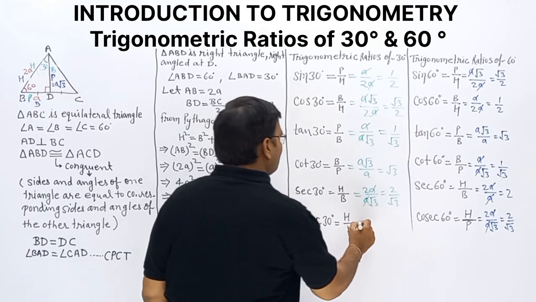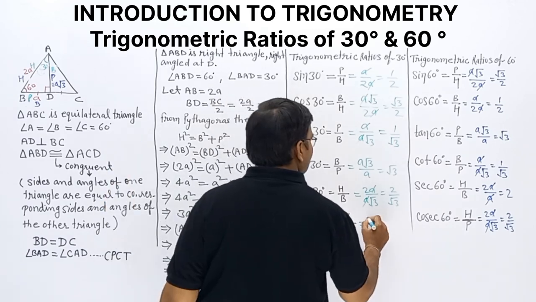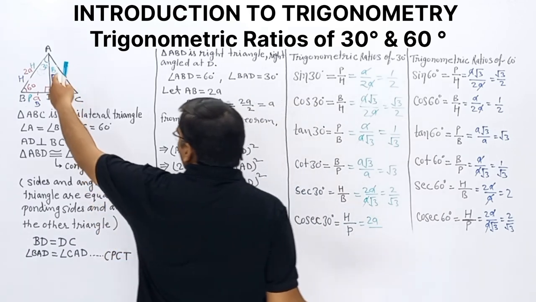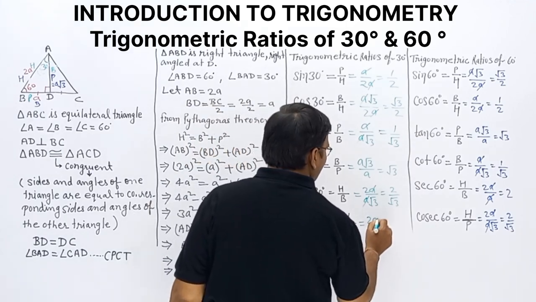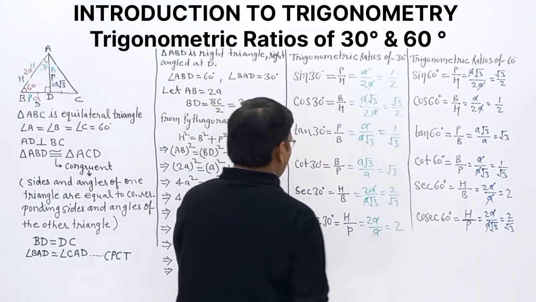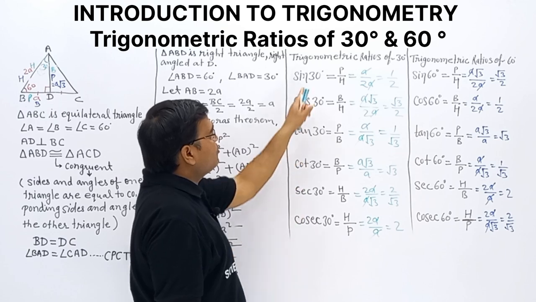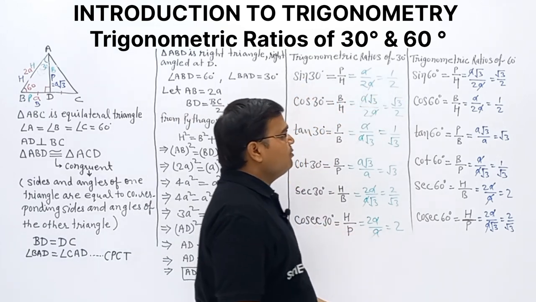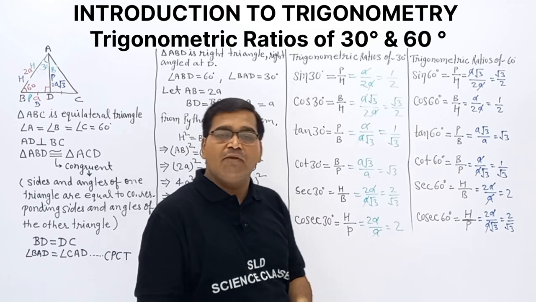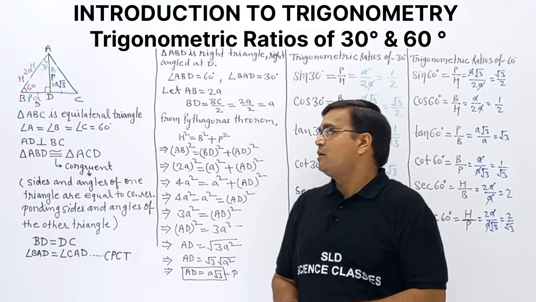Cosec 30 will be H upon P. What is the H? H is 2A, and P, for 30 degree, its perpendicular is this one, so it is A. A and A cancel, we are getting 2. And it is the reciprocal of sin 30. So 1 upon 1 by 2, we are getting 2. It means we observed all the values and they all are correct.